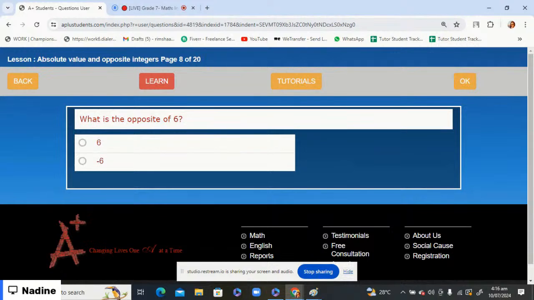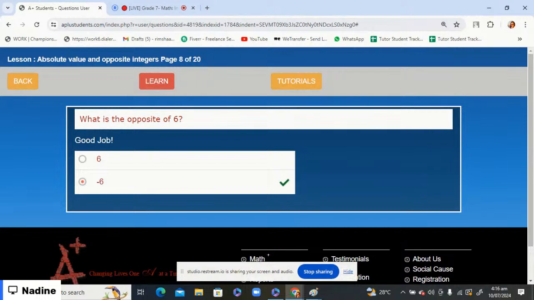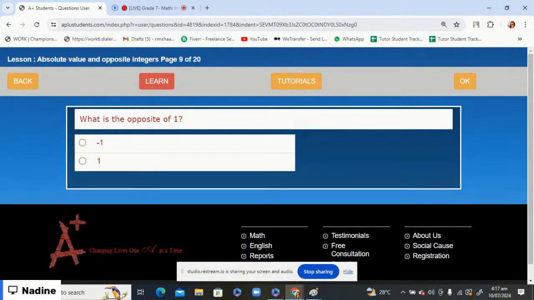Now, what is the opposite of 6? You guys tell me. Here is the plus 6. What is the opposite of that one? Everyone think about it, then I will tell you. So, the opposite of 6 is minus 6. My answer is minus 6. Do you all agree with this answer? Let's check. Yes, this is the right option. The opposite of 1 is minus 1. We already know.